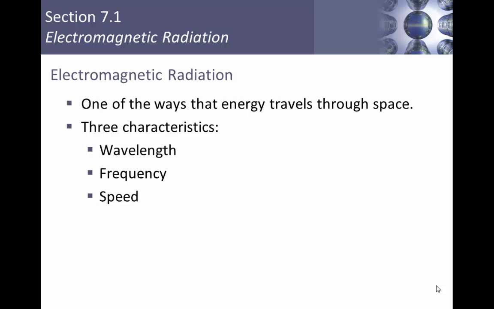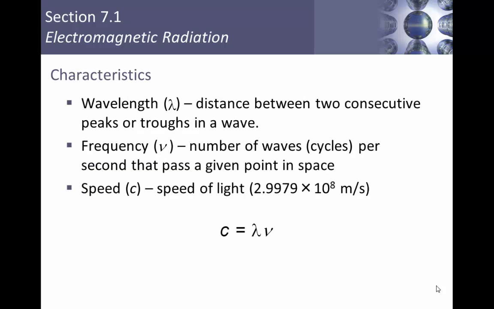Okay, and so wavelength is defined, if we move on to the next slide, as the distance between two consecutive points on the wave, whether you use the peaks or the troughs or the baseline. And we symbolize it with this symbol called lambda. Okay? And frequency is the number of waves that will pass by a specific point in space in a second, okay, in a unit of time, which we use seconds.